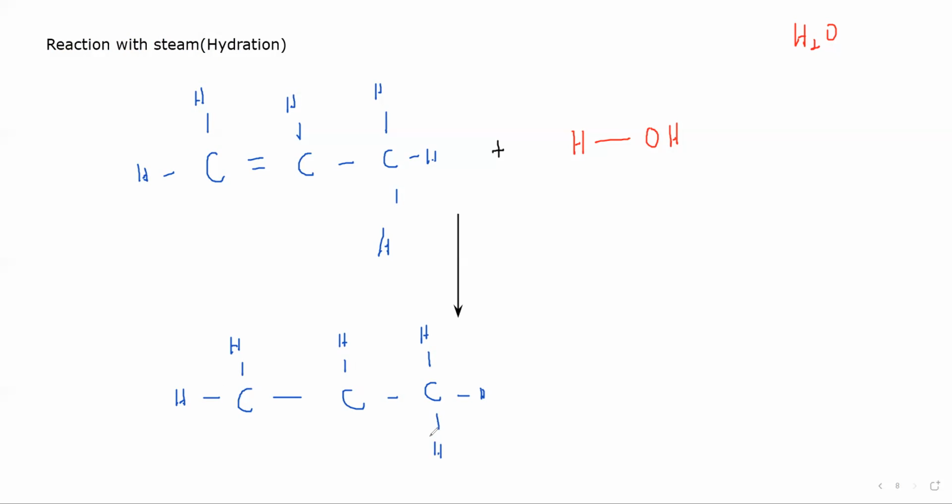When the double bond breaks, on one side we will add H and on the other side we will add OH. It's up to you. I can add OH to the second carbon and H to the first carbon, or I can add OH to the first carbon and H to the second carbon. Both possibilities are there.